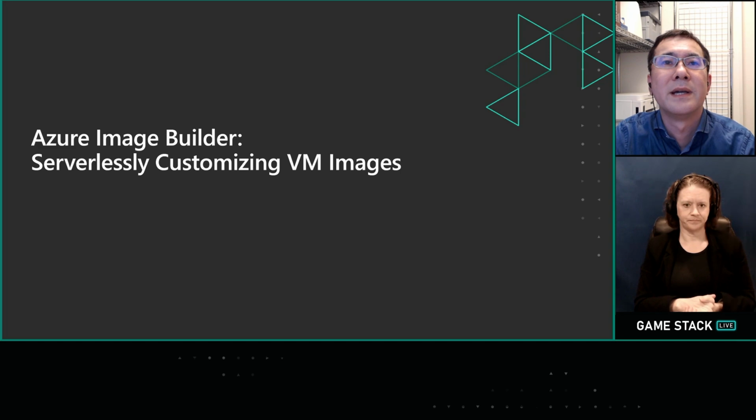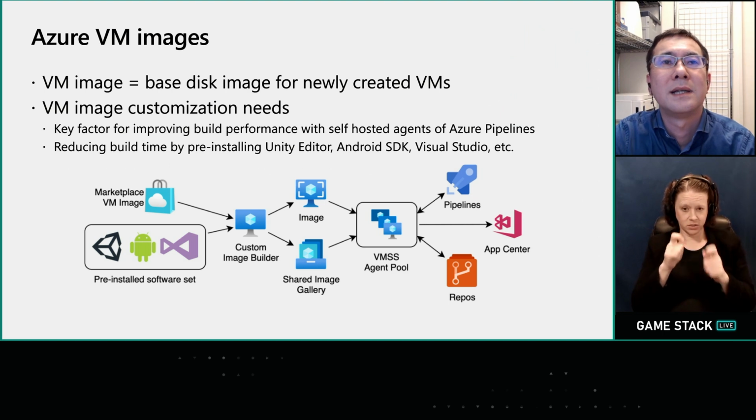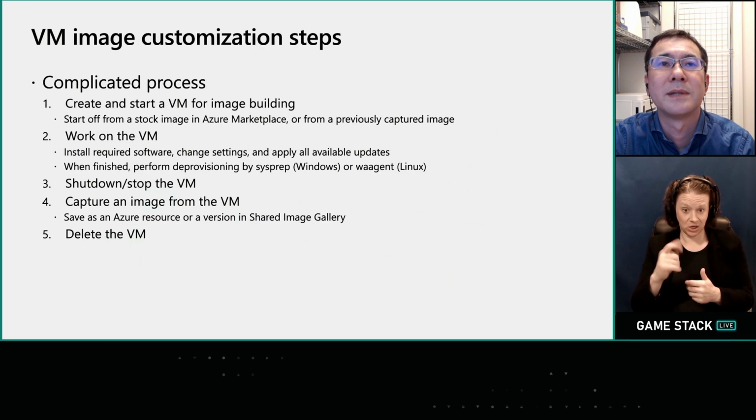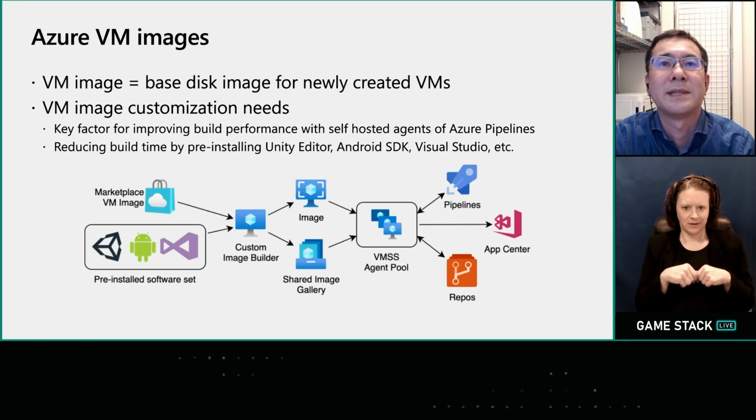In the last section, I will discuss virtual machine image customization. A virtual machine image is a base disk image for newly created machines. Customizing a virtual machine image is a very important practice because it directly affects the performance of builds with self-hosted agents. You can reduce build time by pre-installing build tools like Unity Editor, Android SDK, Visual Studio, and so on.